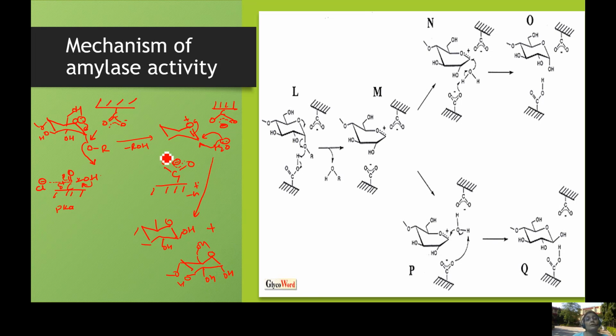So that is how the 1,4-glycosidic linkage in starch is cleaved, and the two aspartates in the active site of amylase help in the catalysis. This one is involved in stabilizing the positive charge on the oxygen, and this one is involved in donating the proton, which helps the cleavage of the 1,4-glycosidic linkage.